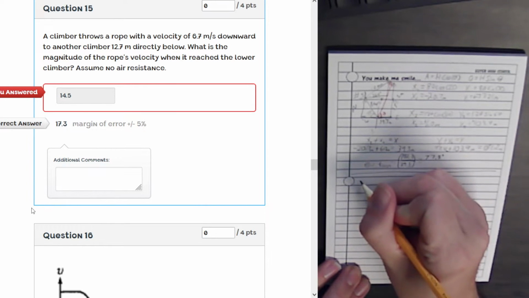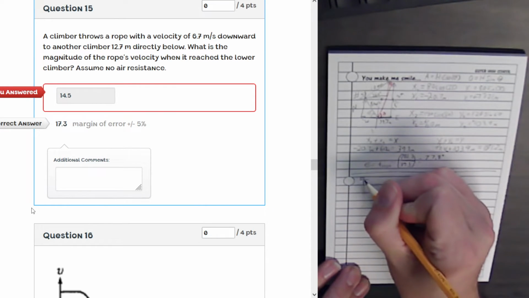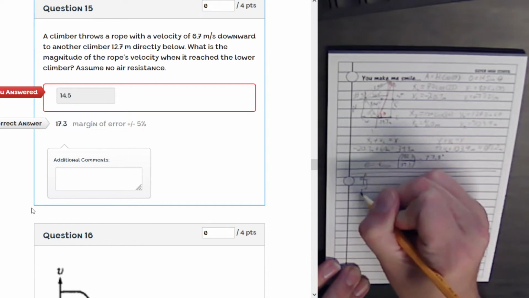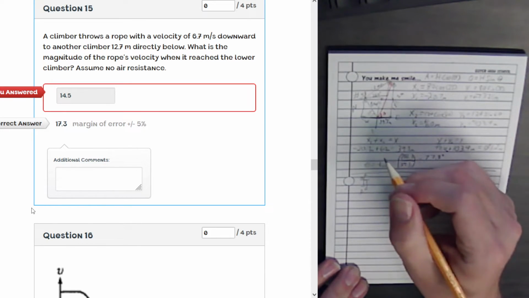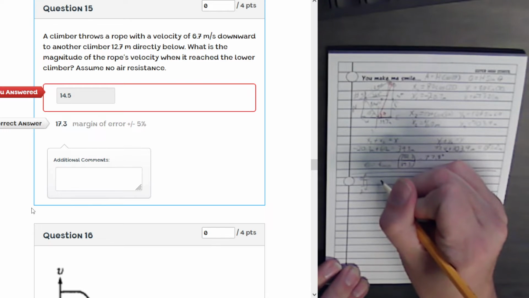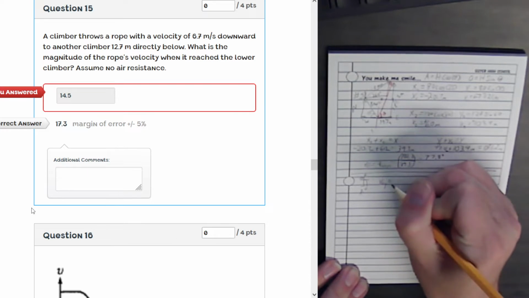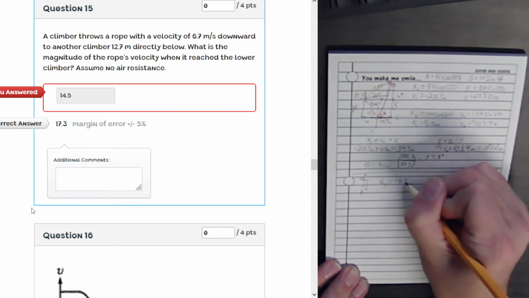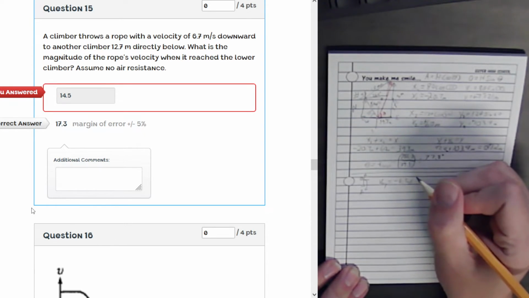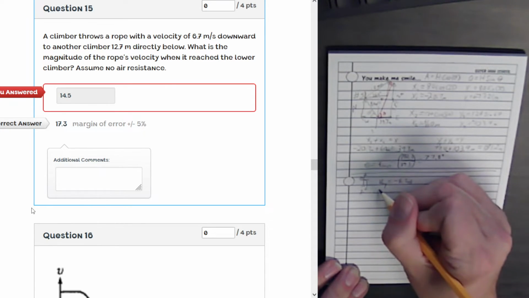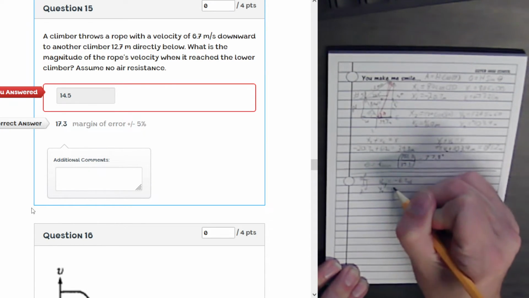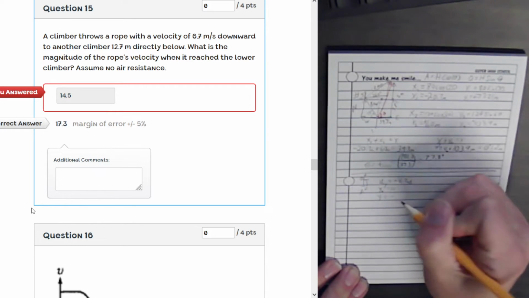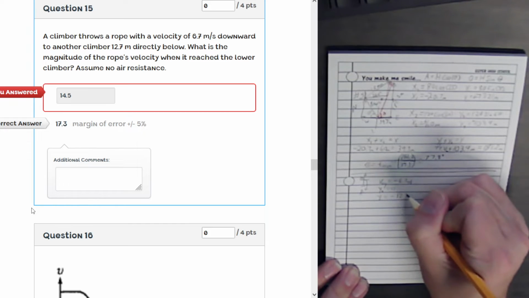So if we set this up, we can say our origin is up here when he drops the rope. And if we say down is negative, we've got to be careful. So he throws the rope down to his partner down here. We have a velocity, in this case the initial vertical velocity. He's throwing it down, so if I say down is negative, then it's negative 6.7 meters per second. Then he throws it to a climber down there, so we could say that he's initially at 0 and the climber is at negative 12.7 meters.